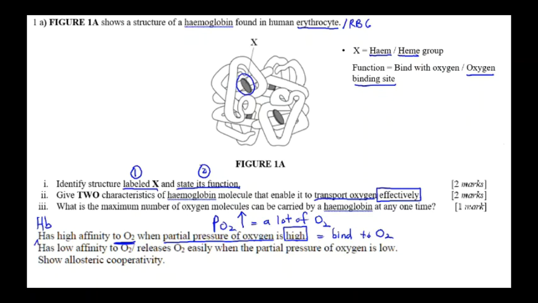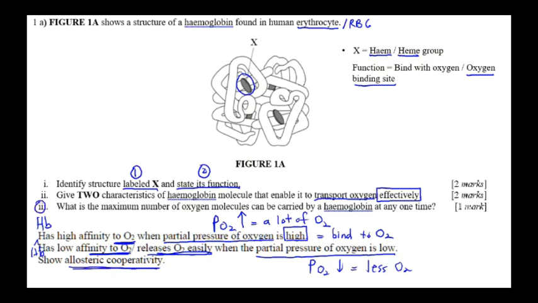Whereas when the partial pressure of oxygen is low, that means it will have less oxygen. In this case, the hemoglobin will have low affinity to oxygen, which means it will release the oxygen easily. And this also shows allosteric cooperativity.